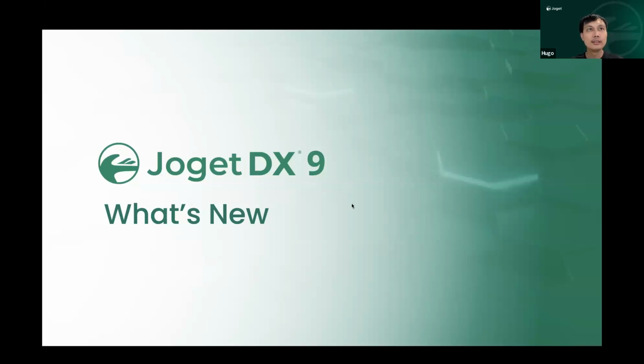My name is Hugo. I lead the customer success division, and it is my honor today to walk you through what's new with Joget DX9. As the name suggests, Joget DX9 is the 9th major release of Joget's low-code, no-code platform. DX stands for digital transformation. We are happy to announce that it went GA last month on the 9th of September. So in this hour or so session, we will try to unpack what is new about Joget DX9. Here we go.